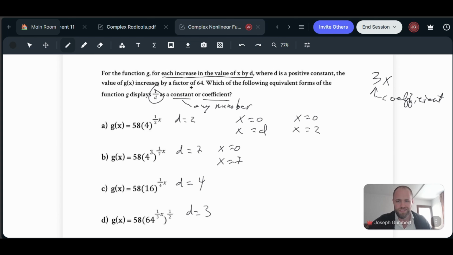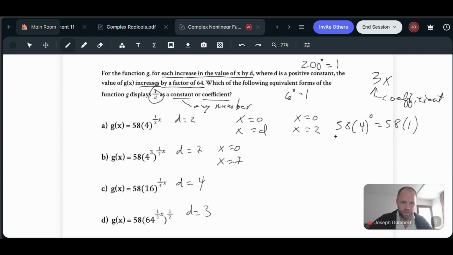And so I want to see that the function increases by a factor of 64 if I increase x by d, right? So from 0 to 7 or 0 to 2 or something like that. So let's go ahead and test out this first one here. If I go from 58 times 4 to the 0 power, that's just equal to 58, and that's because anything to the 0 power is equal to 1. So 6 to the 0 is equal to 1, 200 to the 0 is equal to 1. So this is just 58 times 1.